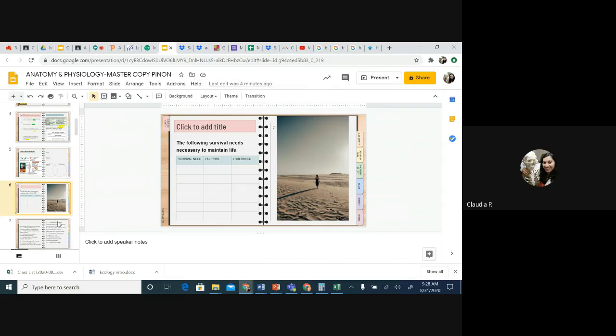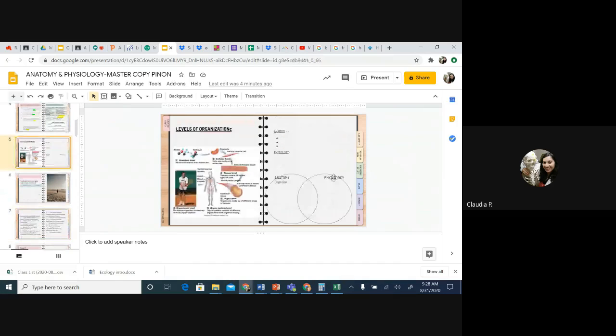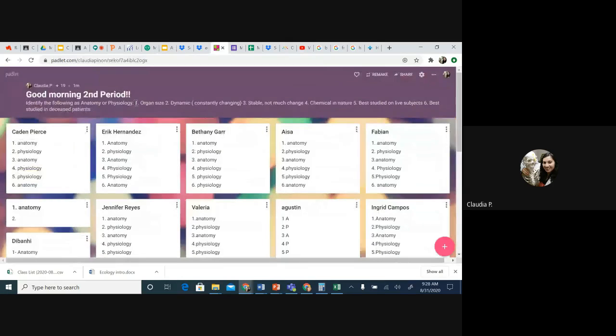So let's go ahead and go to the Padlet. So you should be here. And as we're going through it, I highly encourage y'all to be filling in the Venn diagram with these because you're going to see these on a quiz or test. Okay. So identify the following as anatomy or physiology. 1, organ size. Organ size is anatomy. So very good. I see most of you put that.